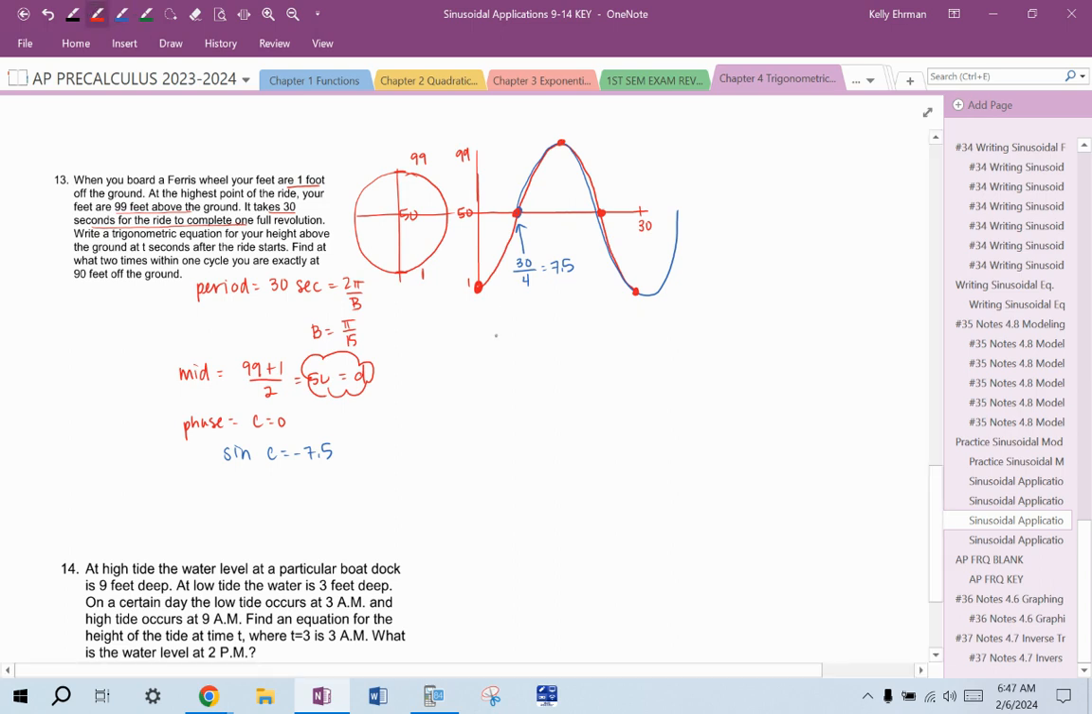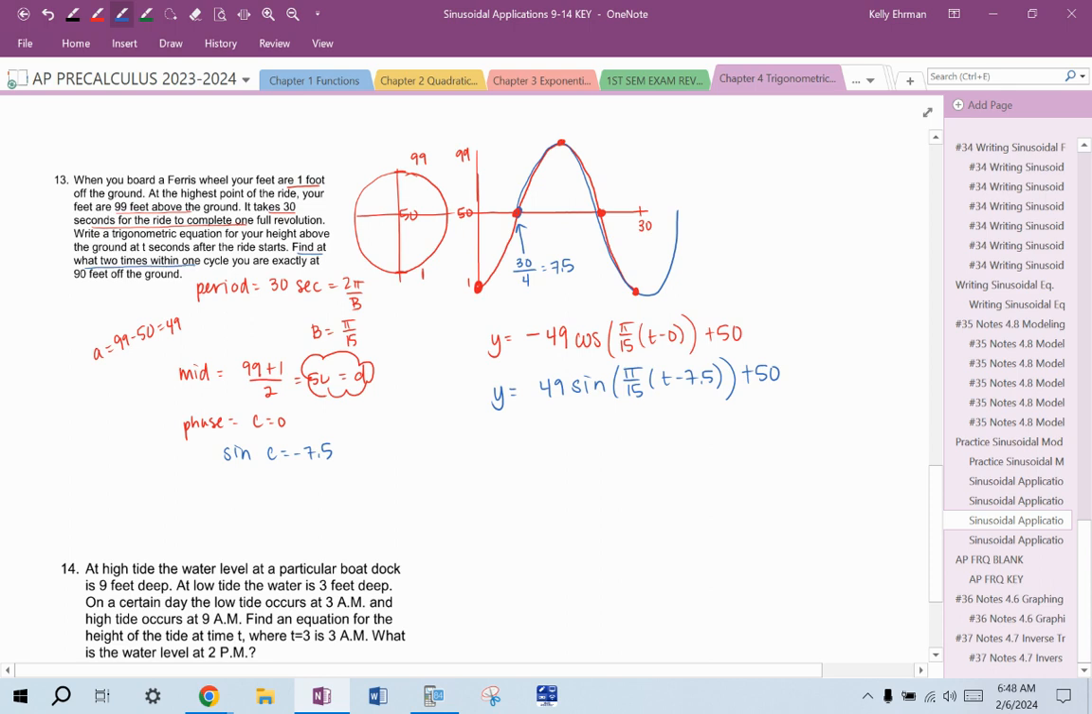So drawing this model, we've got y is equal to negative... Oh, what's the amplitude? The amplitude is 99 minus 50. So the amplitude is 49, or 50 minus 1, 49, whatever. Negative 49 cosine of pi over 15 times t minus 0 plus 50. If you want the sine equation, y equals positive 49 sine of pi over 15 times t minus 7.5 plus 50.